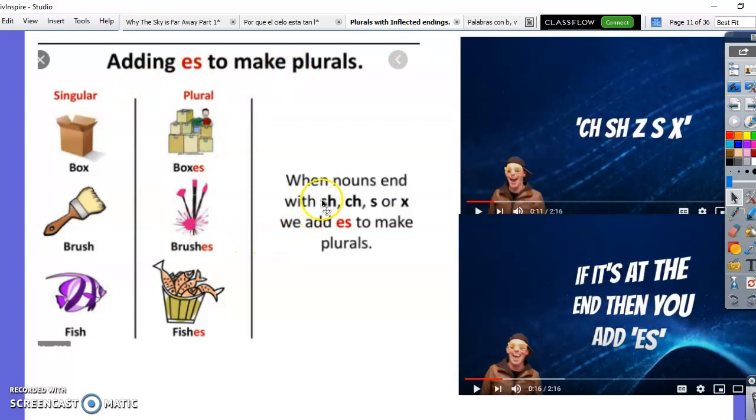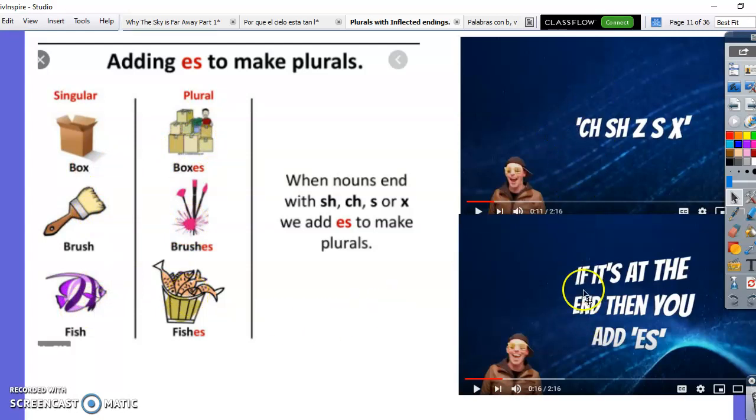There are other special rules. When nouns end with sh, ch, s, or x, we add es to make it plural. So box is boxes, brush is brushes, fish is fishes.